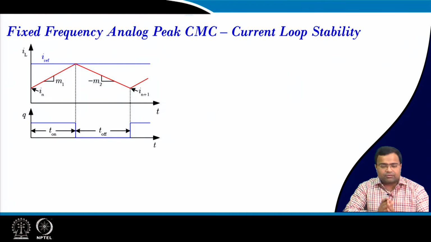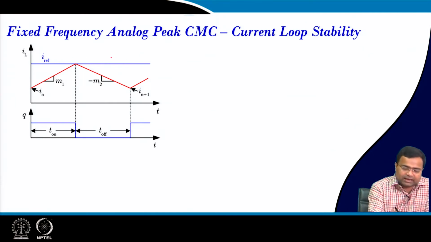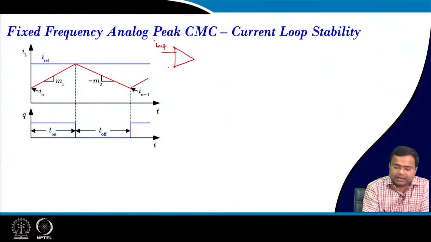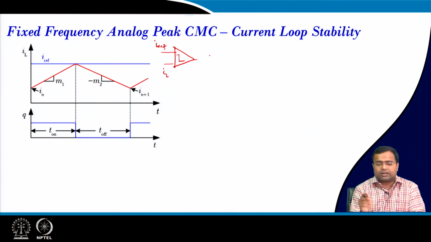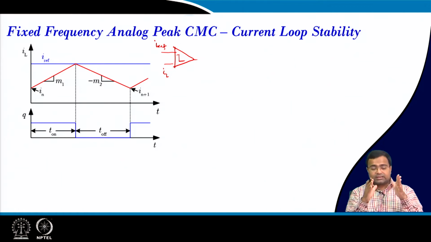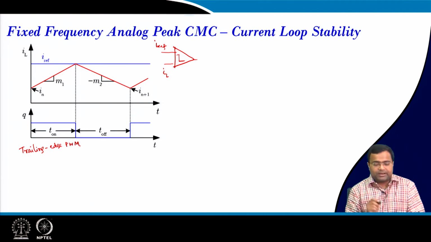So, first we will start with the current loop stability under analog current mode control. Here you can see this is our peak current reference and we are considering the current reference to be constant. That means, here is my Iref and it is compared with the sense current, there is a comparator, and in current mode control there will be a latch circuit, and we are talking about the trailing edge modulation, that is under trailing edge PWM and peak current mode control.